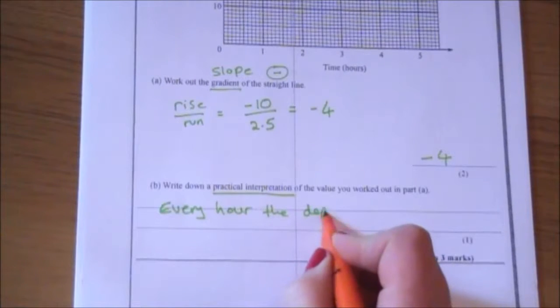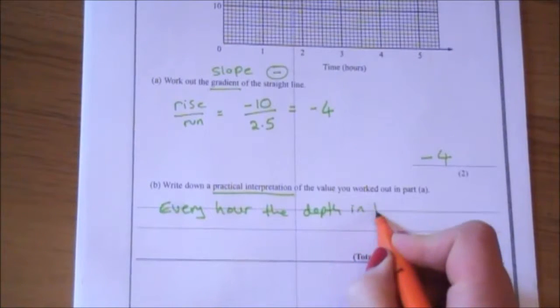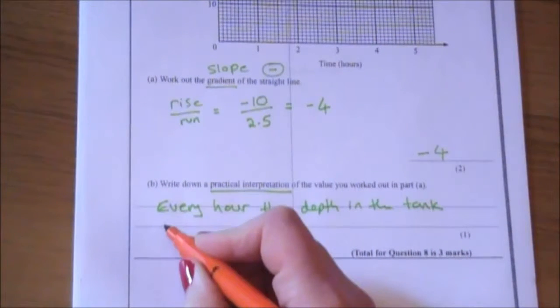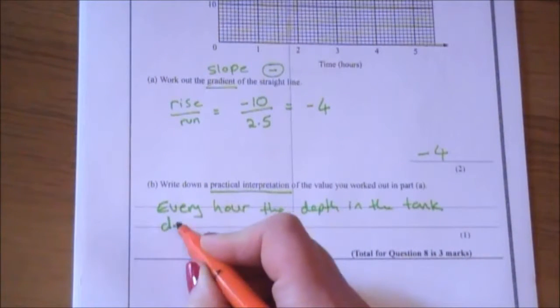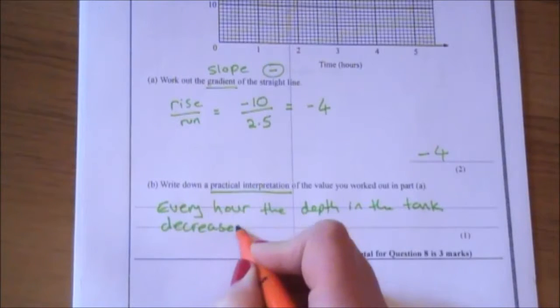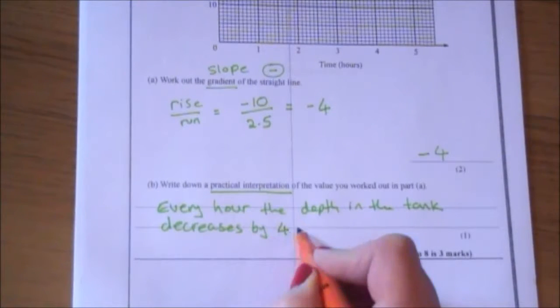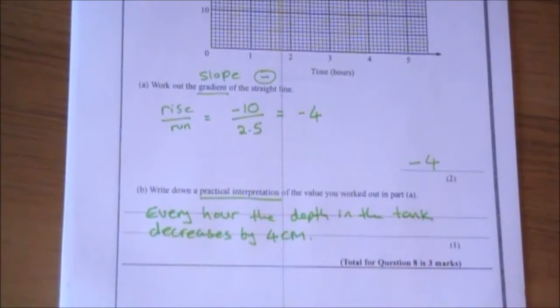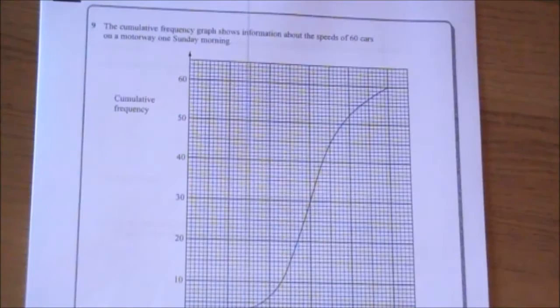the depth in the tank, and use the word decreases because it's a negative gradient. Decreases by 4 centimetres. And that's just a 3-mark question, and I think it's lovely.